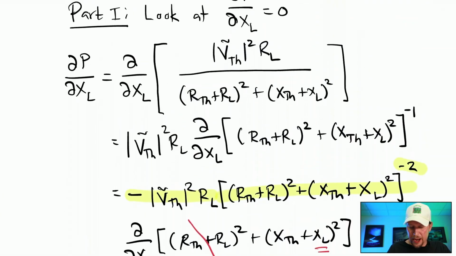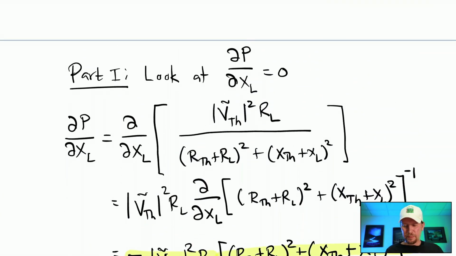Now, we took a look at what happened when we take the partial derivative of the power with respect to the load reactance and found that condition. We have a second part that we want to take a look at, but we'll leave that for the next part of the video, and then we'll assemble all the pieces.